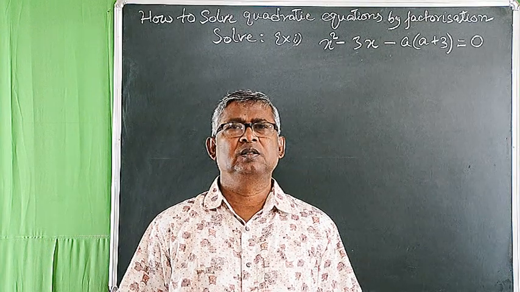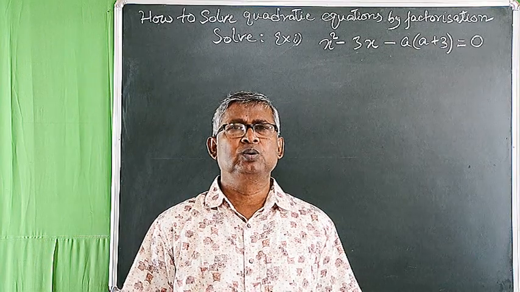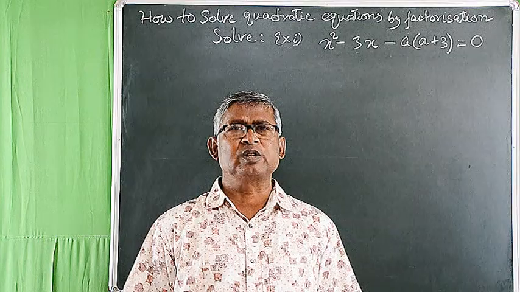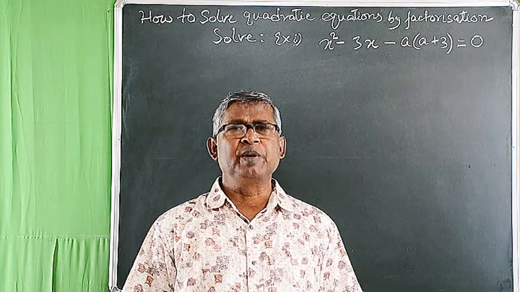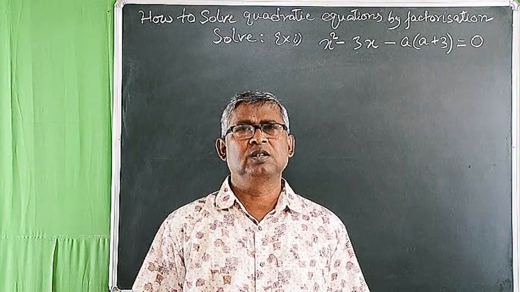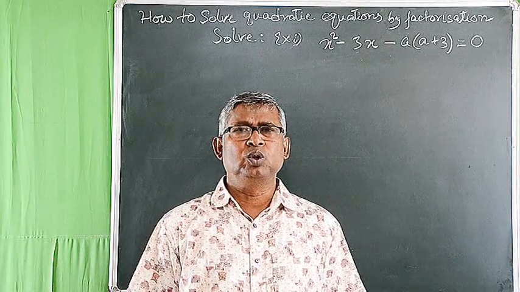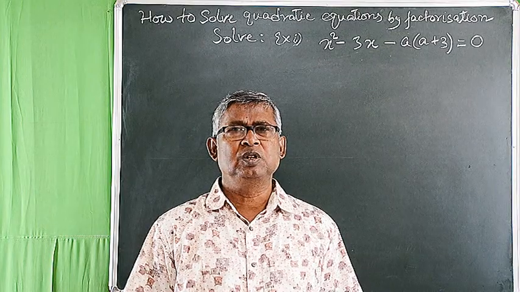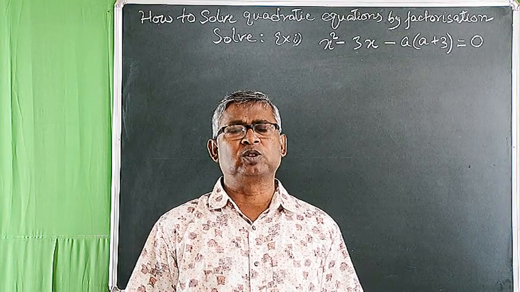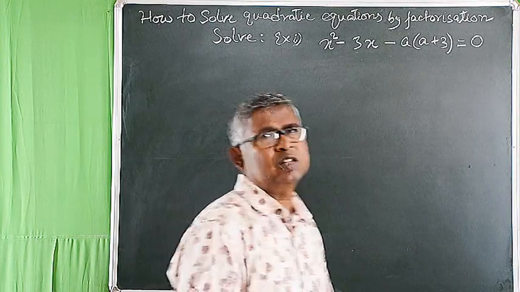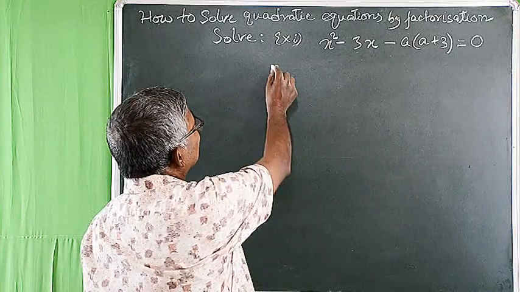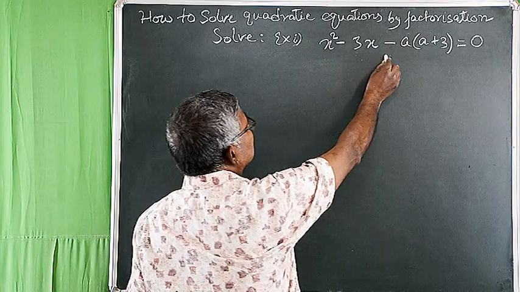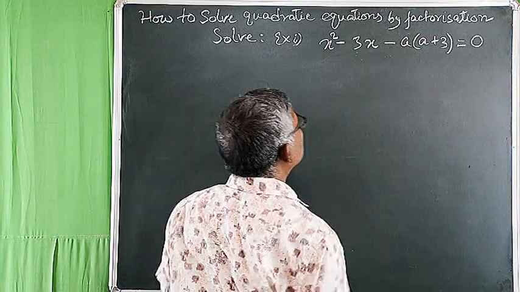Hi students, in my earlier video we have learned how to solve quadratic equations in one variable. Students, in this video we will learn how to solve harder problems using the factorization method. Let us solve the problem x square minus 3x minus a into a plus 3 equal to 0.